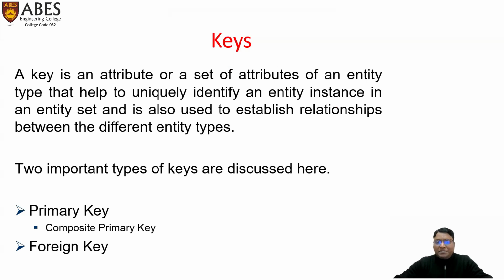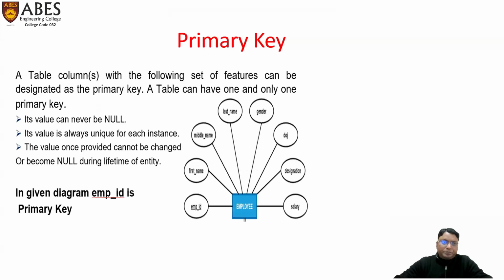So two important keys which I will discuss here. Number one, primary key and composite primary key, and second is foreign key. These two keys are very essential in the field of DBMS. Primary key. A table column with the following set of features can be designated as the primary key. A table can have one and only one primary key. The basic characteristic of a primary key is that it can never be null.